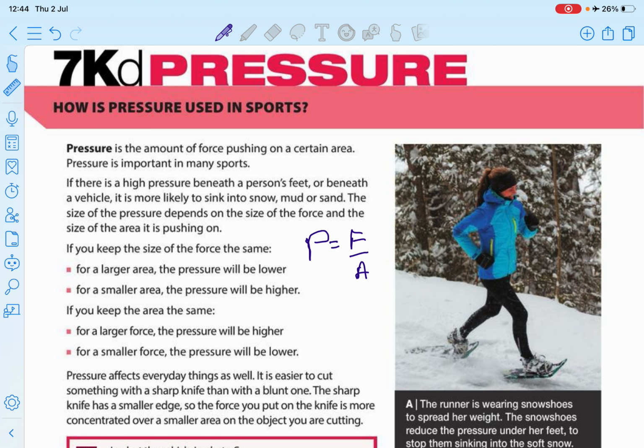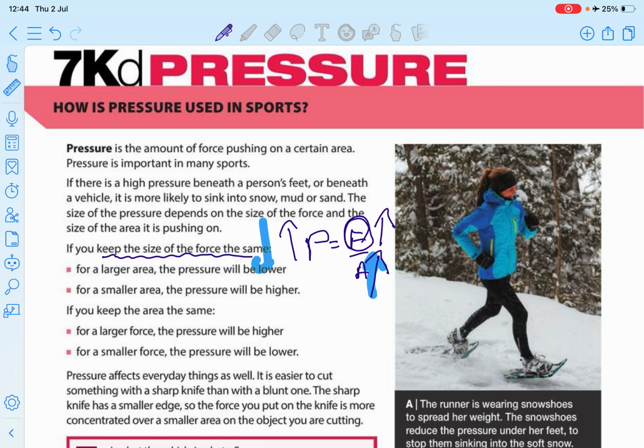Think about here, this is my point. If the denominator increases, the result decreases. That is an inverse relationship. Now you can think what happened here. Now they have mentioned keep the size of force the same. The force does not change. So what happened to the area?